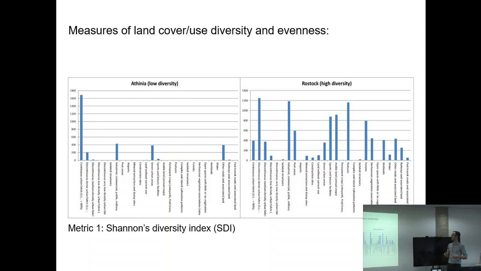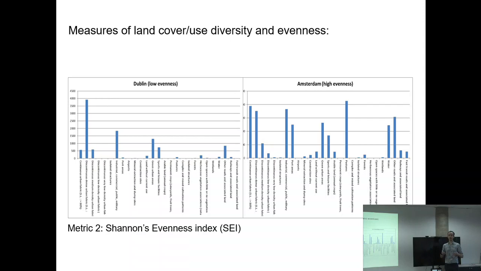And then we looked at measures of land use diversity and evenness. The first measure we used was the diversity of those land classes within the city, which we measured using Shannon's diversity index. A good way to explain it is to look at the most diverse and the least diverse city. You can see the least diverse city, which is the graph on the left, is Athens. It has low diversity because it has relatively few land uses within the city boundary. Mostly it's made up of those urban residential types of places. And then Rostock in Germany is a highly diverse place. It pretty much has every single land use within that city, so it's a really diverse place with lots of different land uses.